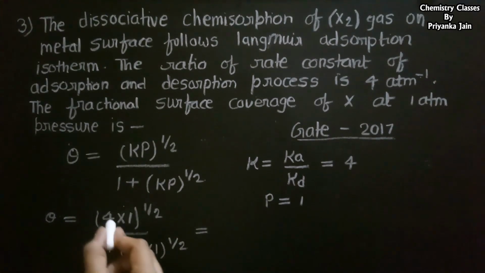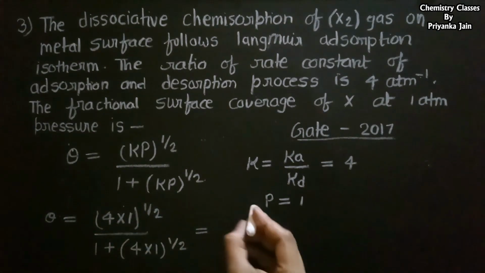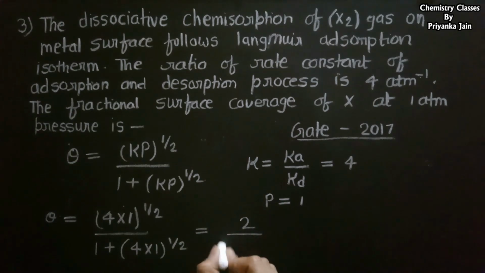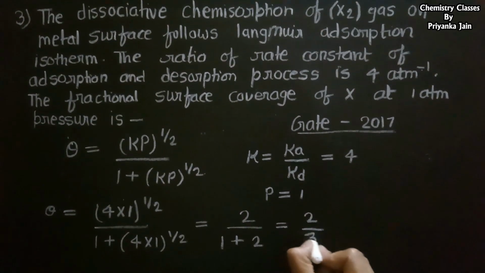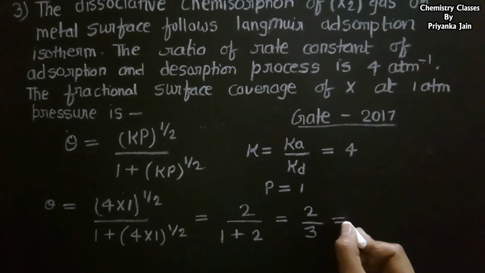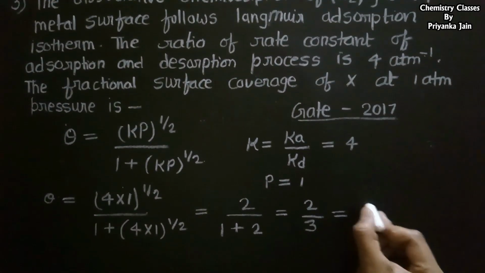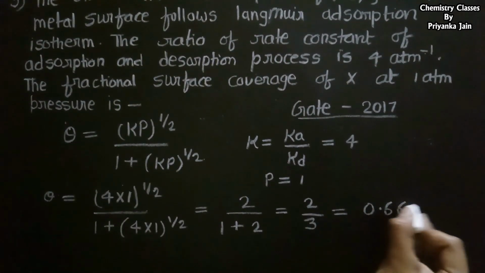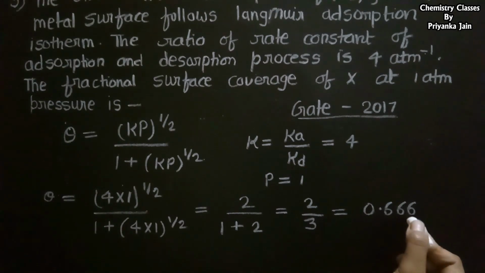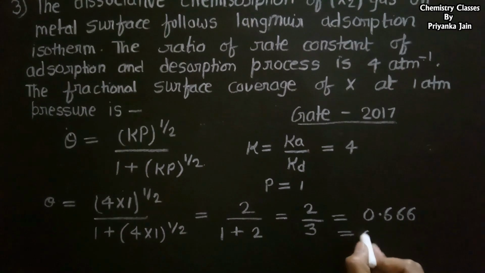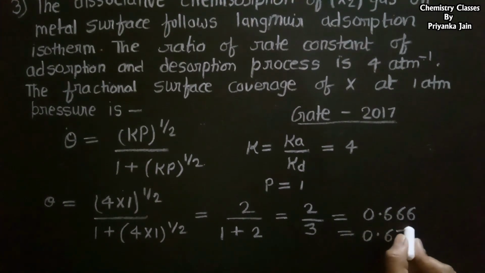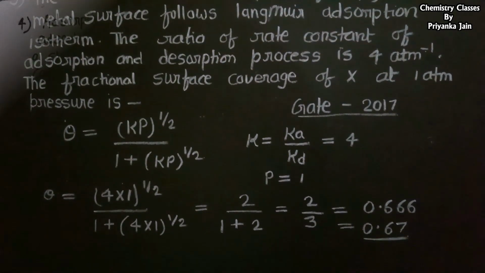Okay, it means under root of 4 will be equal to 2. 1 plus root 4 will be equal to 3. So it will be equal to 2 upon 3. That will be equal to 0.666 and so on. And we have to find out this answer to 2 decimal points. So it will be equal to 0.67. This will be our answer.